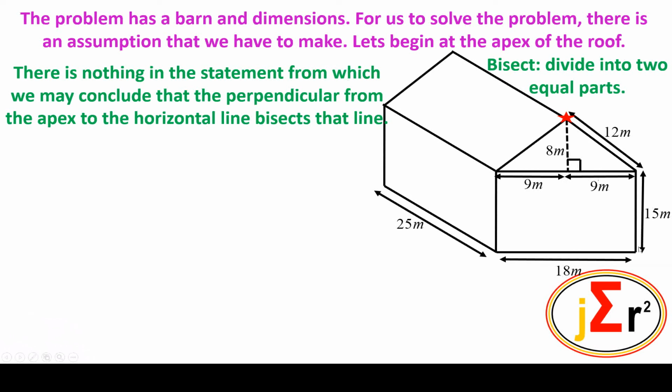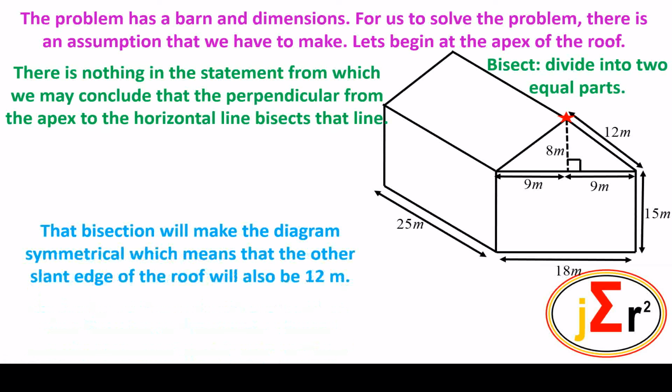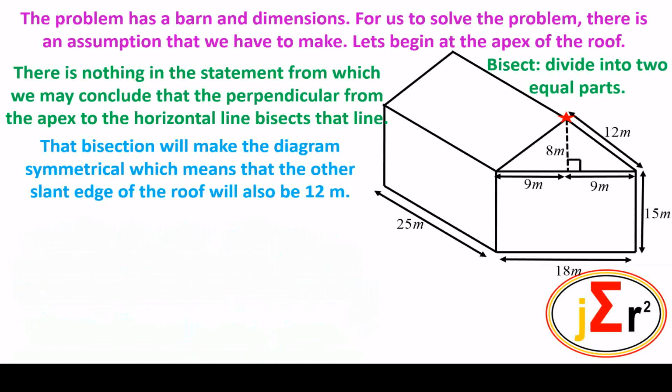This being 18 meters, and of course we are saying that this line segment is equal to that one, so we divide that into two equal parts. We have 9 meters on either side. That bisection will make the diagram symmetrical, which means that the other slant edge of the roof will also be 12 meters. We have one slant edge of the roof is 12 meters.